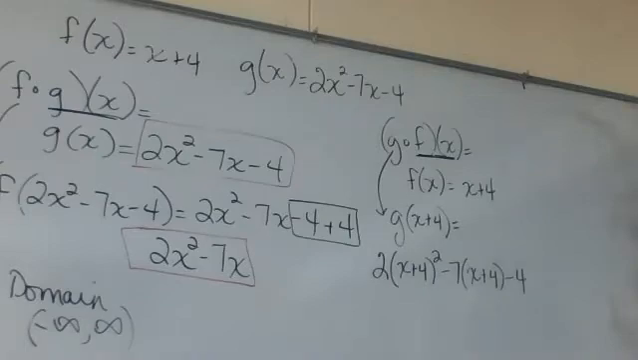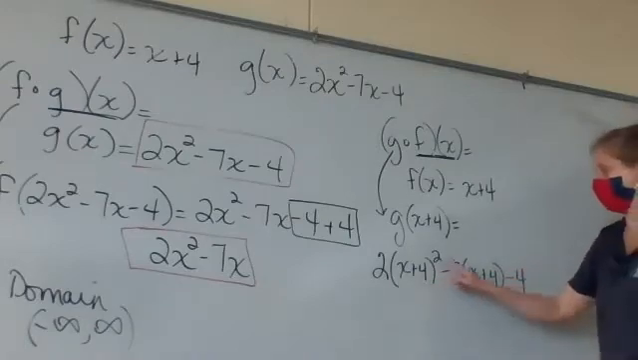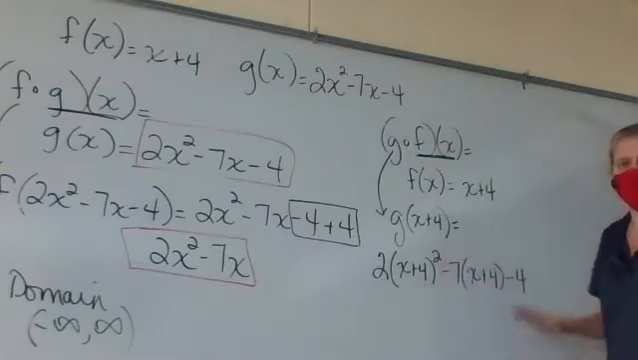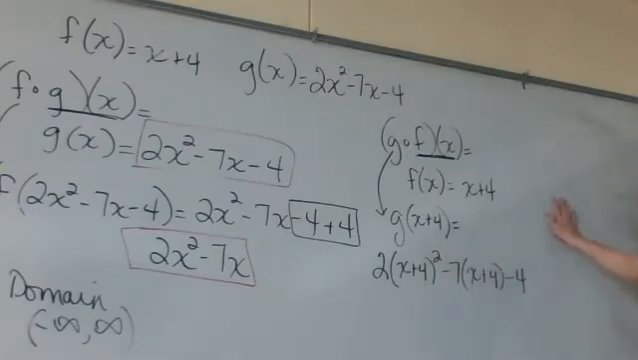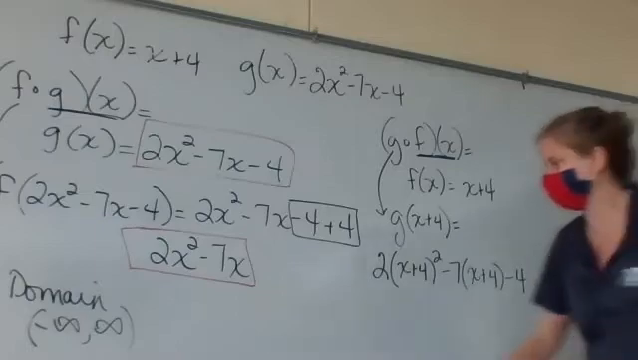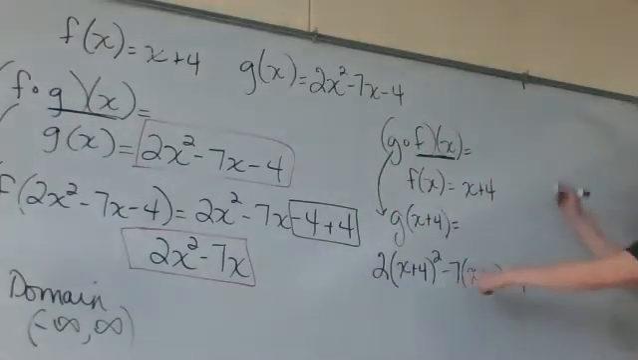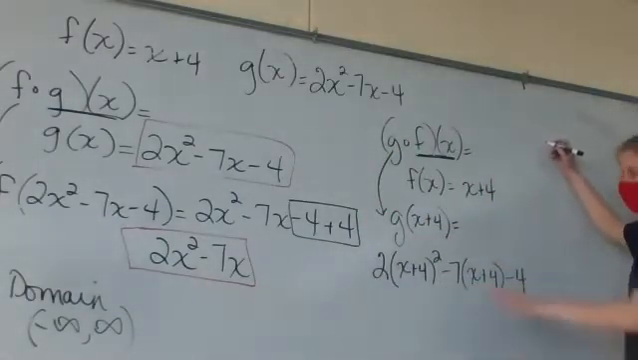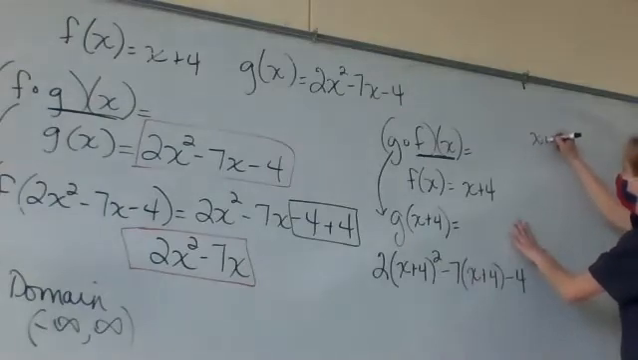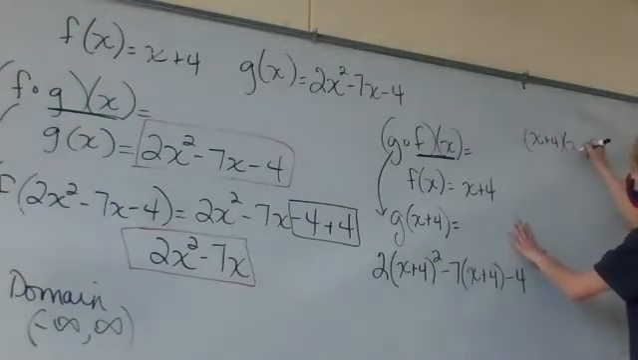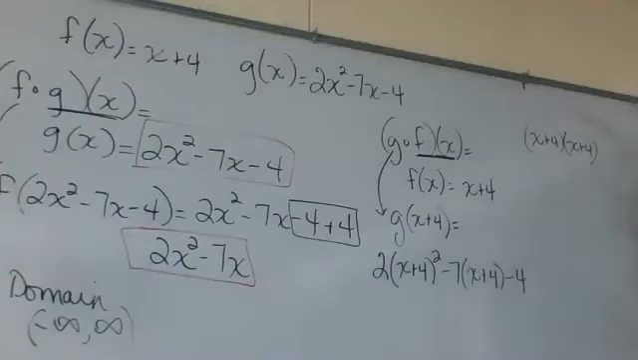Now I do need to simplify that. The first thing I need to do is take care of this exponent. And I'm going to do it over here, because what do I need to figure out? I need to know what x plus 4 squared is. Well, x plus 4 squared, I'm trying to do it like outside of the problem. Means to multiply x plus 4 times itself. So I'm going to FOIL here.